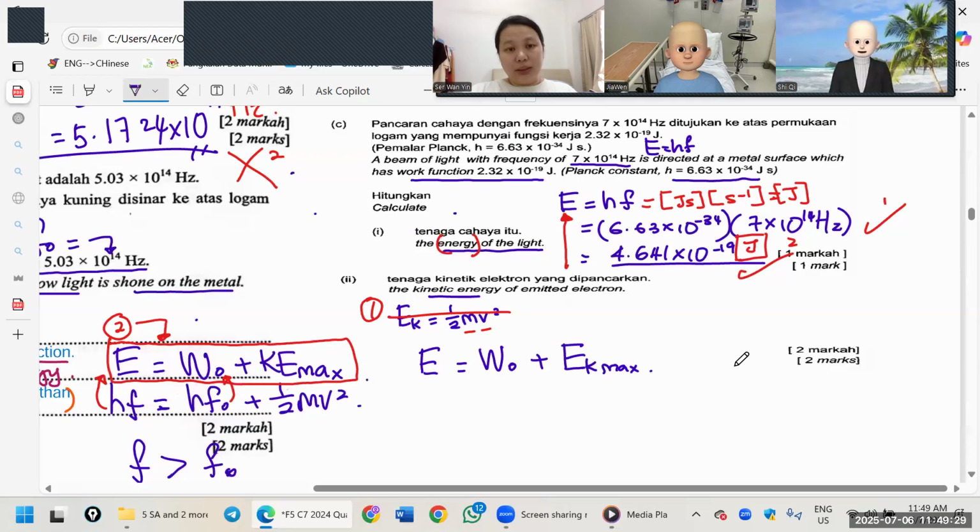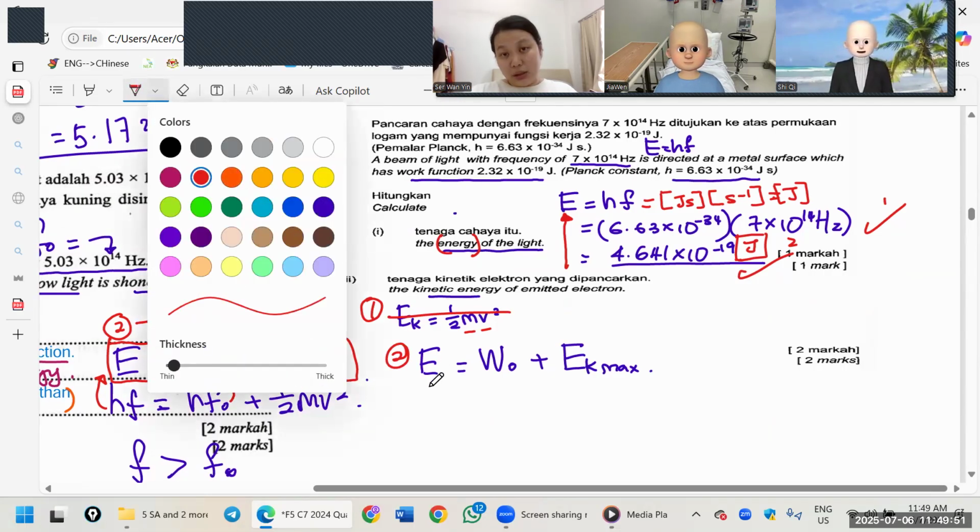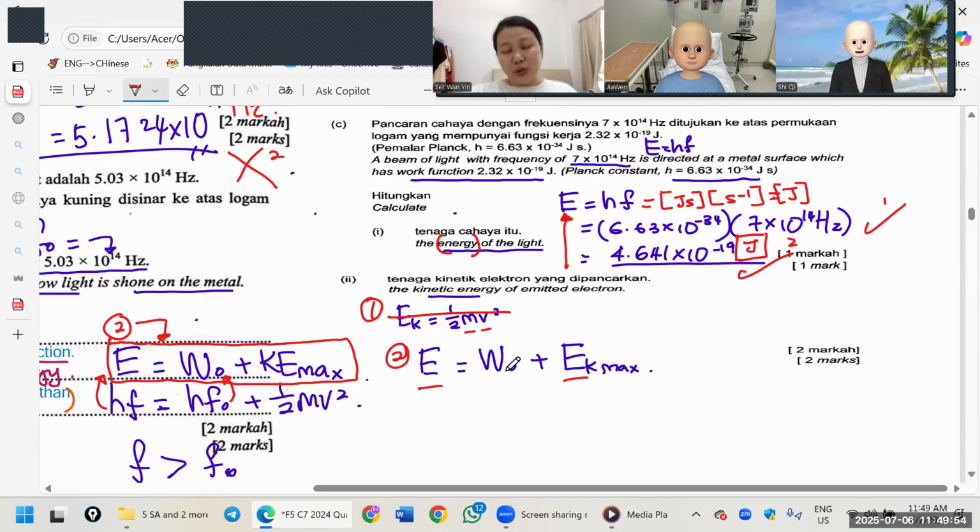You might wonder why sometimes I write KE, sometimes I write EK. Doesn't matter, but actually the best is to write EK, because the physical quantity actually is energy. Work function, work also is an energy. So see the equation, we always write all in energy.